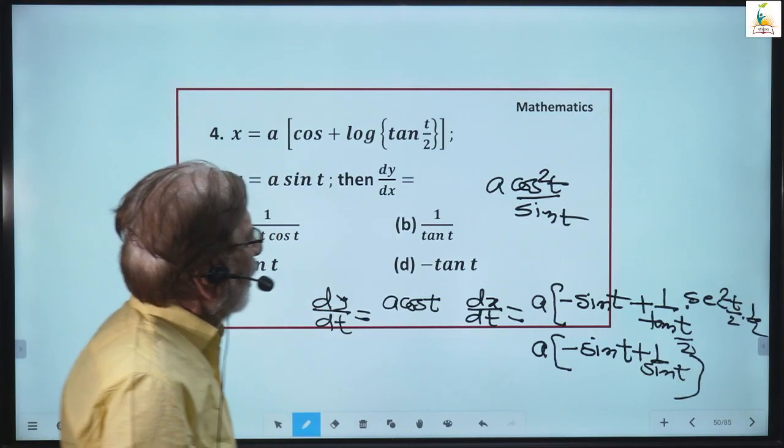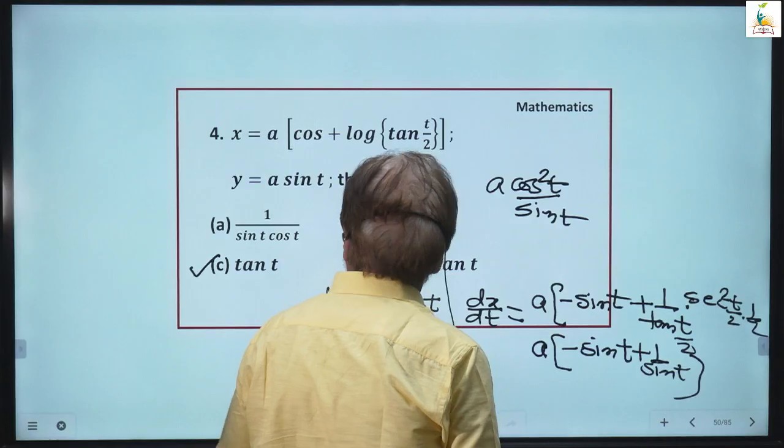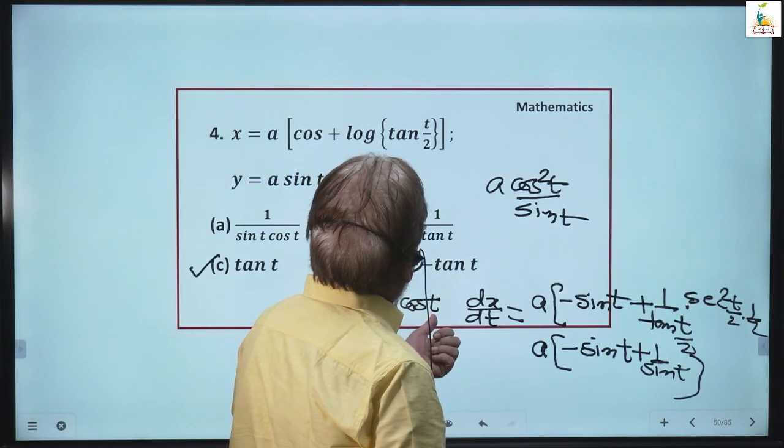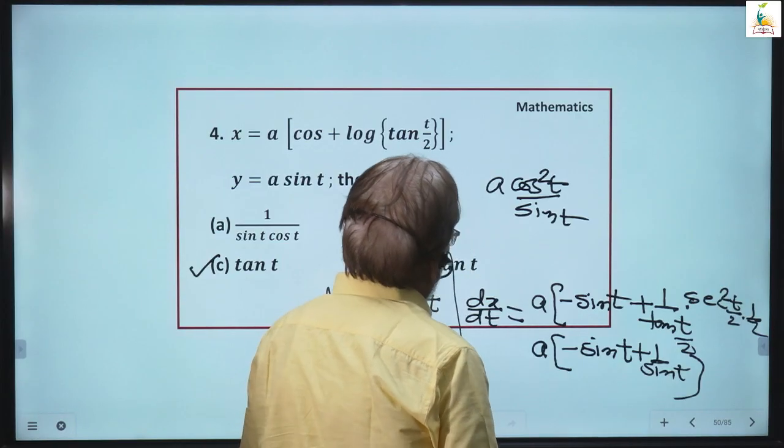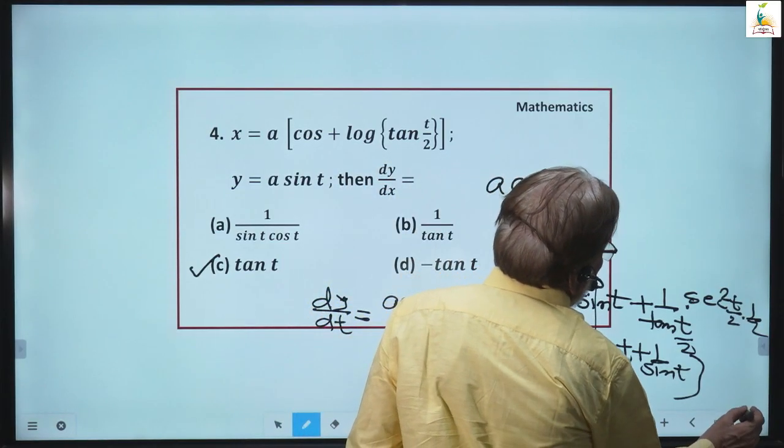Next is dy upon dt, a cos t, upon dx upon dt, a cos square t upon sin t. So the answer will be tan t.